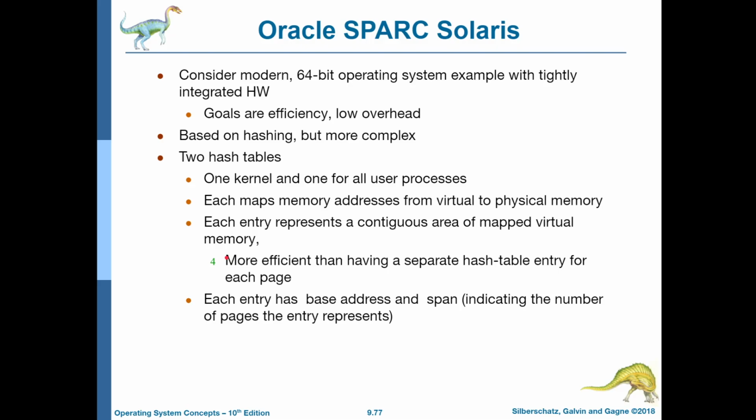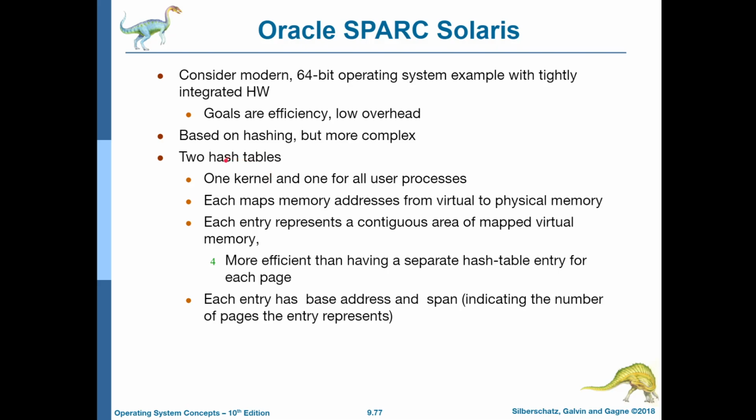The Solaris operating system is a modern 64-bit operating system that is tightly integrated with the hardware, meaning that the hardware is specifically addressed and it is not generic as is with other operating systems. We're looking to be as efficient as possible in this with low overhead. The Solaris operating system uses a paging system based on hashing, but is slightly more complex.